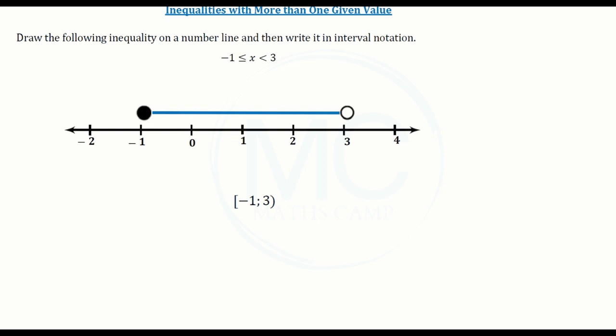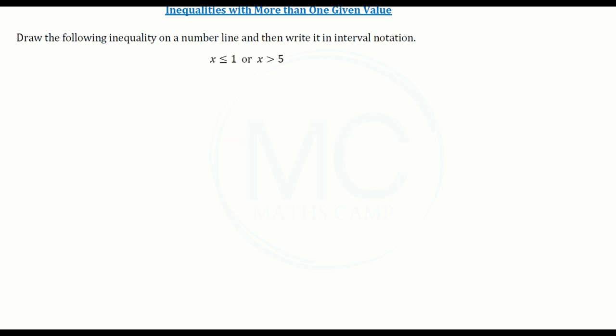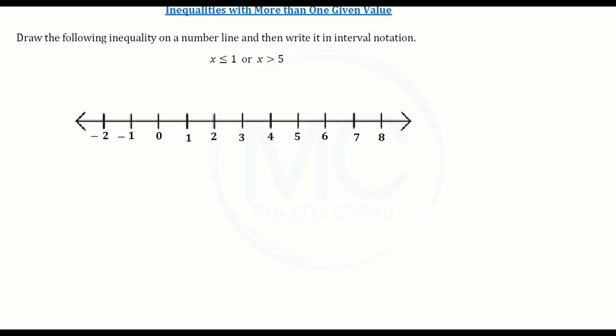Let's do another one. Here we have x is smaller than or equal to 1, or x is greater than 5. Let's put in a number line. X is smaller than or equal to 1, so we can put a solid dot above 1. X is greater than 5, so we put a hollow dot above 5.